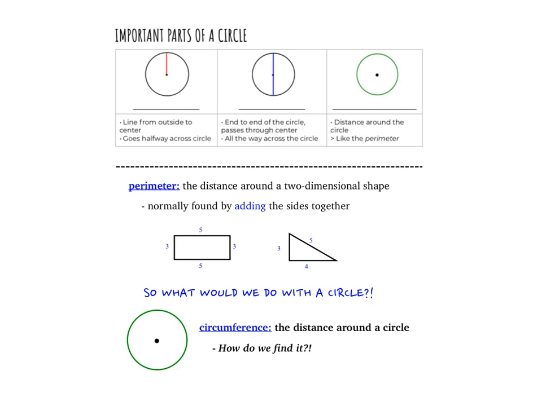The first one, if you notice, is a line that looks like it goes from the outside to the center of a circle. So it goes halfway across. This line is called a radius. If it goes the full way across, so from end to end, passing through the center, that is called a diameter. And then finally, the distance around the circle, normally that's called a perimeter for other shapes, but for a circle, it's called the circumference.